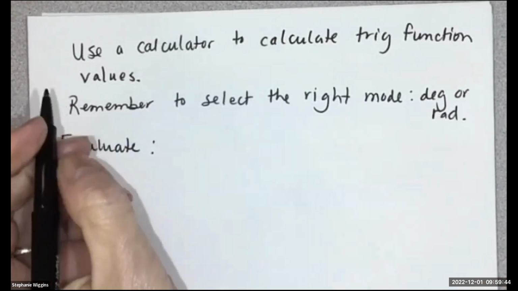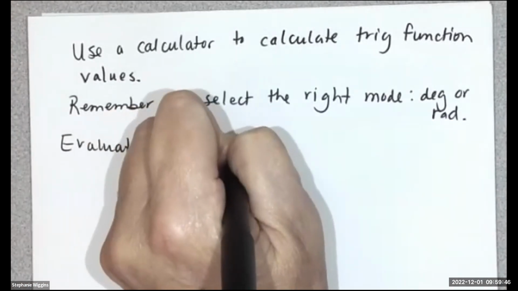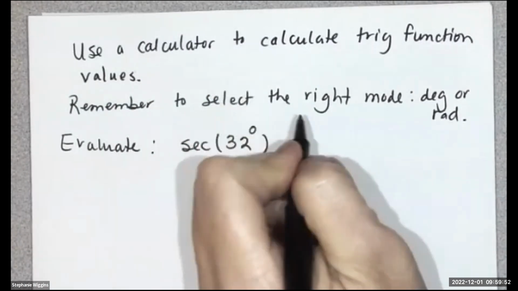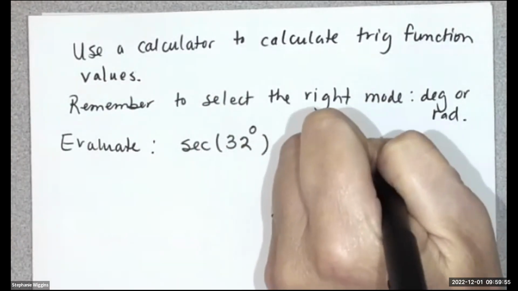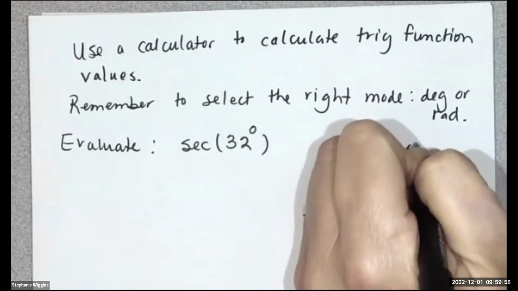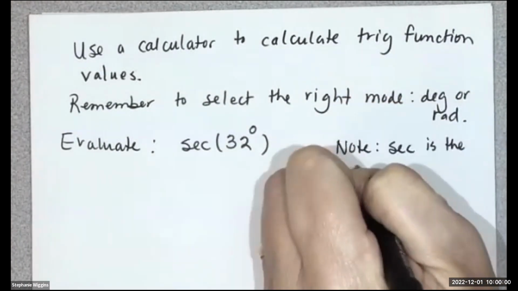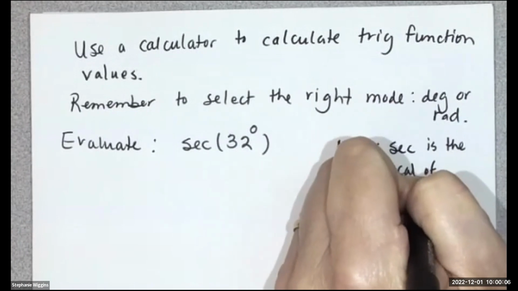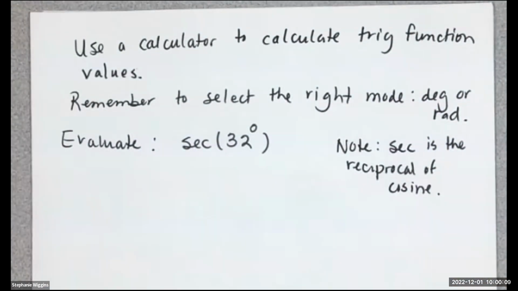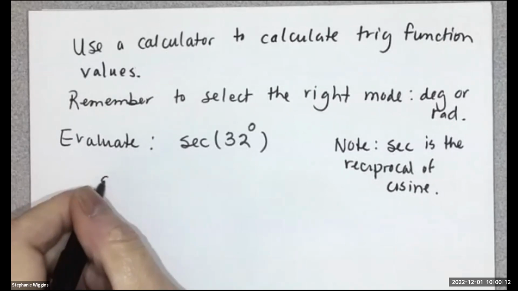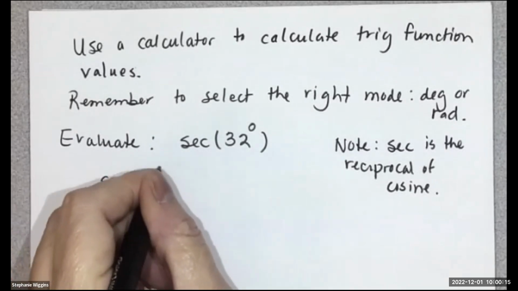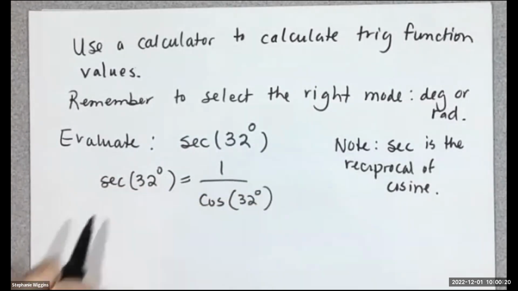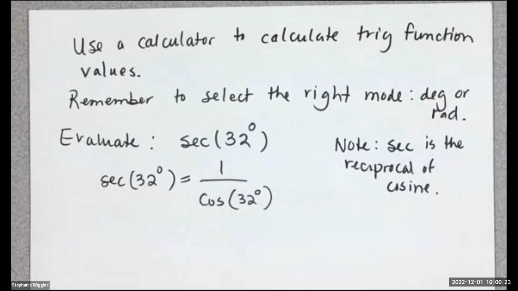Say you want to evaluate secant of 32 degrees. Okay. So the first step is to recognize that secant is the reciprocal of cosine. So secant of 32 degrees is going to be 1 over cosine of 32 degrees. So this is the function you're going to use on your calculator.